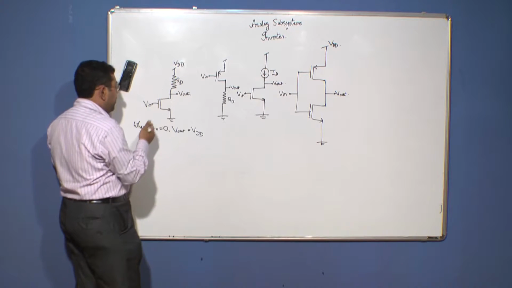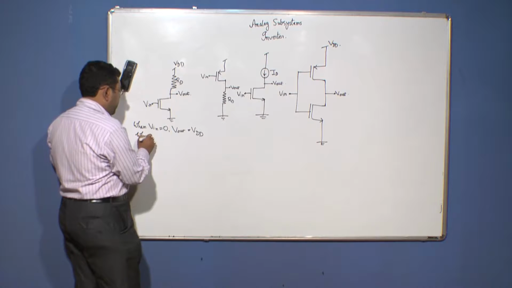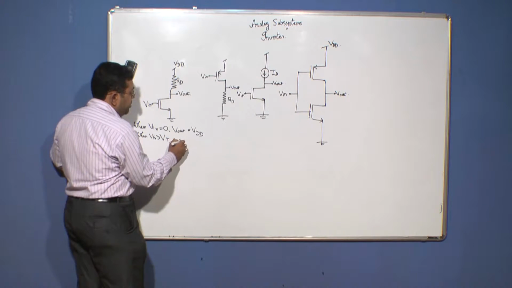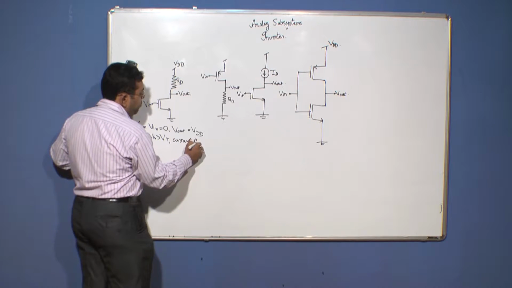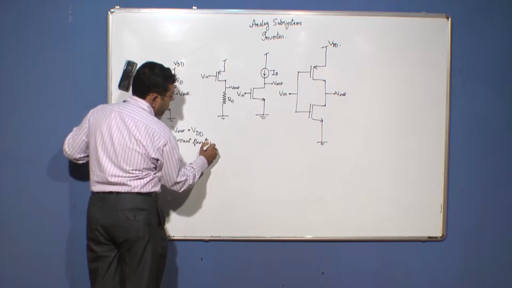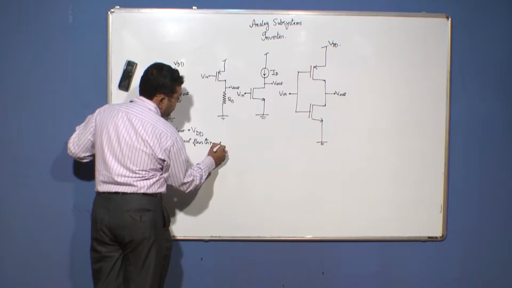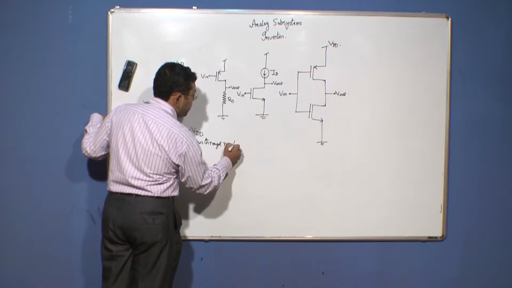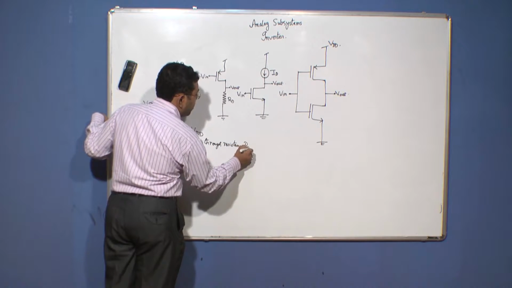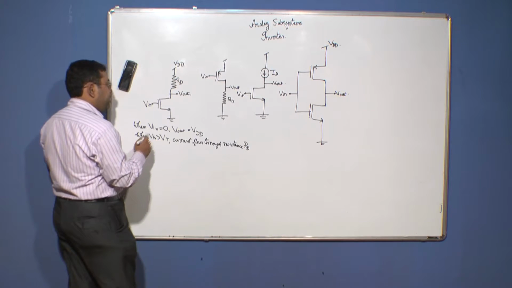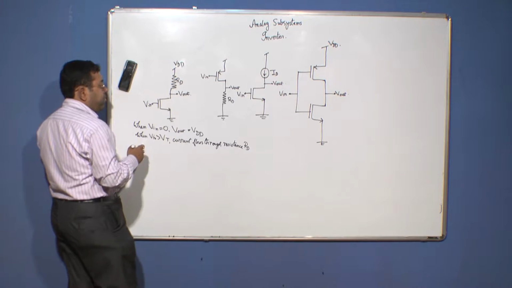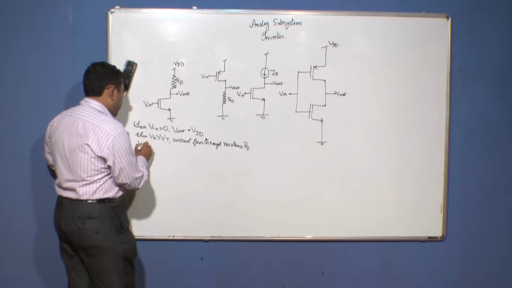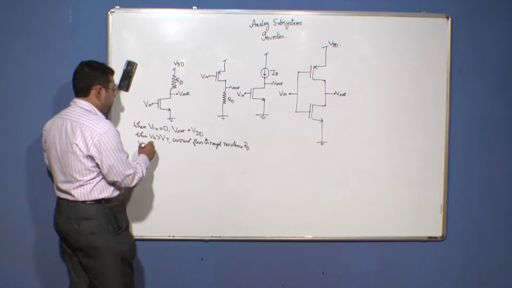Now you start increasing Vin. So, when Vin greater than Vt, current flows through resistance Rd, and therefore, there is a drop occurring across the resistance Rd, and you can say that Vout starts falling from VDD.